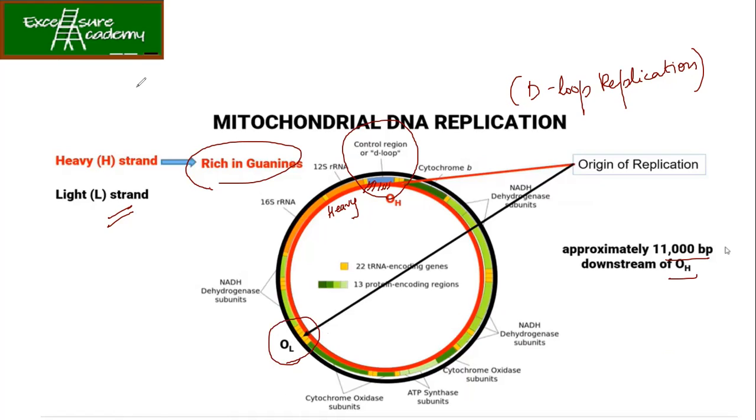Yes, there are so many things to remember, right? So what we need to remember is the inner strand is known as the heavy strand because it is rich in guanines. The outer strand is known as the light strand. The origin of heavy strand replication is present in the D-loop region, and the origin of light strand is present in the tRNA encoding region. Just remember this much. Now let's move on to the next.